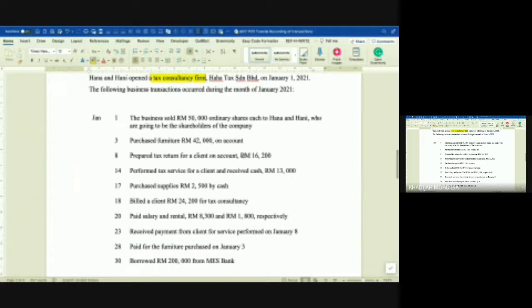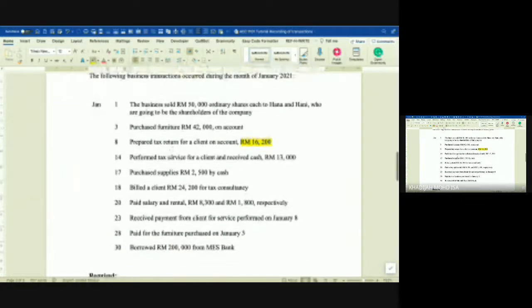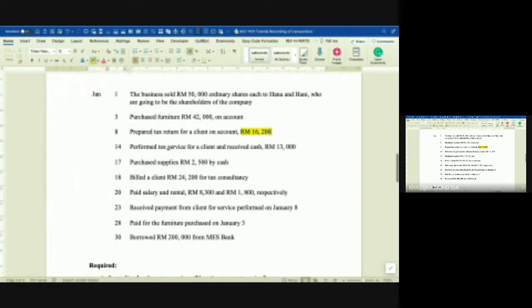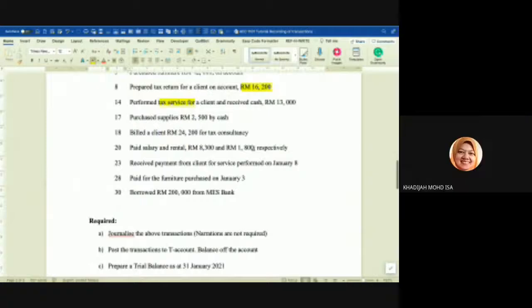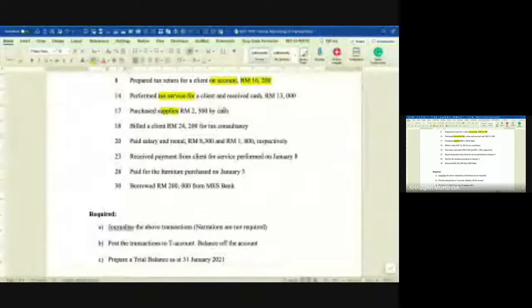So this one is your revenue. Prepare tax return is a service provided, so now you earn your revenue, right? And then in this case, perform tax service is another revenue. But in this case, you receive cash of 13,000. When it means that you're going to receive that later in the future. Okay, and then what else? You have supplies bought by cash, so you are going to open up accounts supplies and cash. You bill your client for tax.